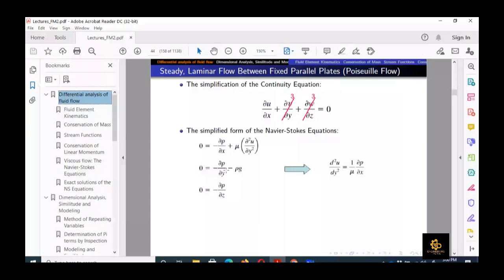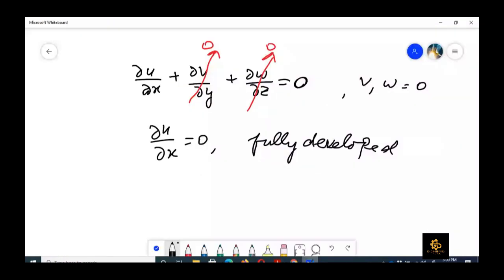So if we want to get the value of velocity u with respect to y, we need to solve this equation, which is written on the right hand side. So let me write this equation again on the whiteboard. So d square u upon dy square is equal to 1 upon mu partial p by partial x.